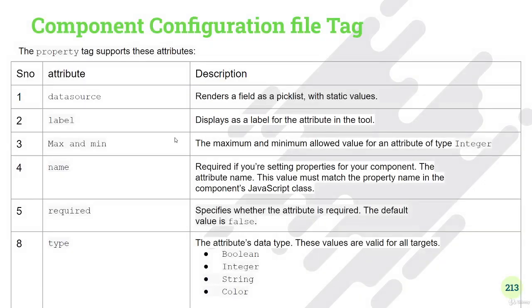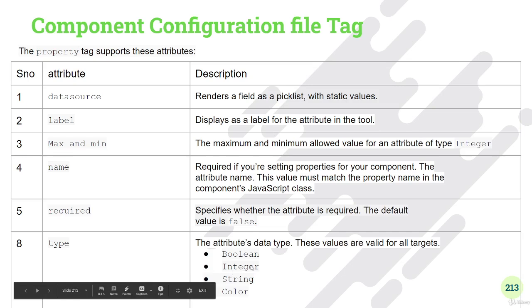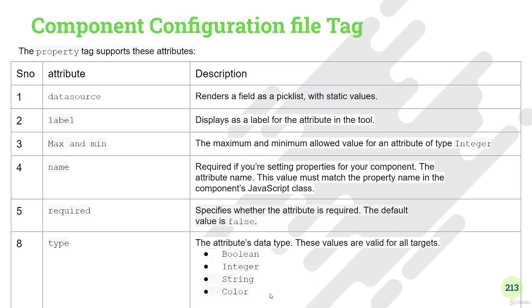Under the property tag, you can define different types of attributes. You can define a data source that tells about, like, a pick list value that you want to select from the app builder. Then you can set the label, you can set the max and min value if you are using an integer type. The name is a required field for all the property tags. Then you can set a required attribute to tell that every time you set something in the property, it should not be empty. And then there are four types available: boolean, integer, string, and color. Color only works in the flow if you are placing your component in the flow.